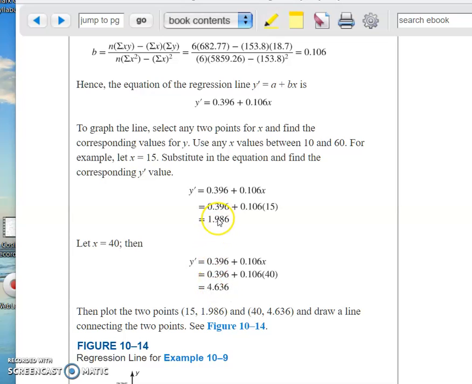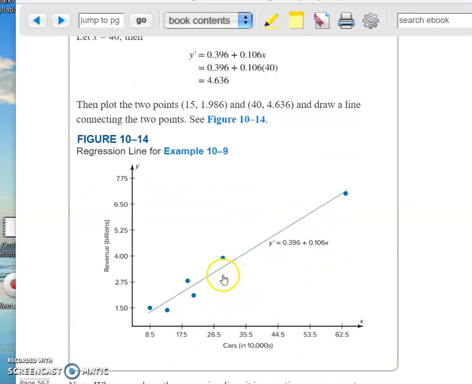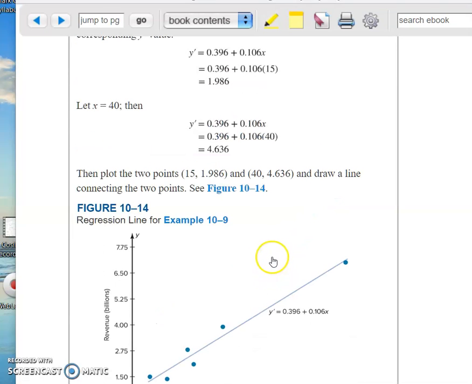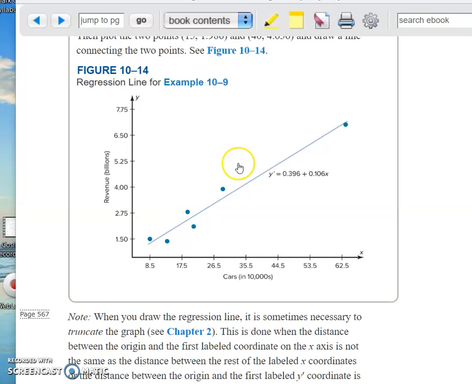So here's your y prime, here's your y prime. This y prime corresponds to x equals 15. This y prime corresponds to x equals 40. Then you plot those 2 points, okay? So we're going to plot those 2 points, and then you draw a line that connects the 2 points. Now, why do you do that? Because 2 points determine a line. So once you have plotted those 2 points, then you have a unique line if you draw a line between them. And what I'm trying to do is find out where that's at here in the picture.